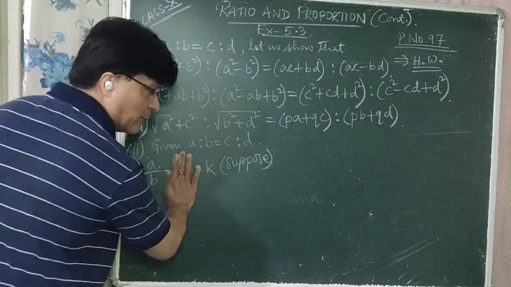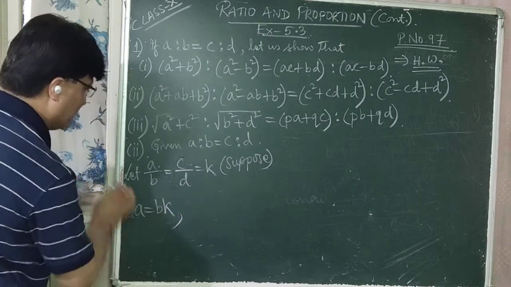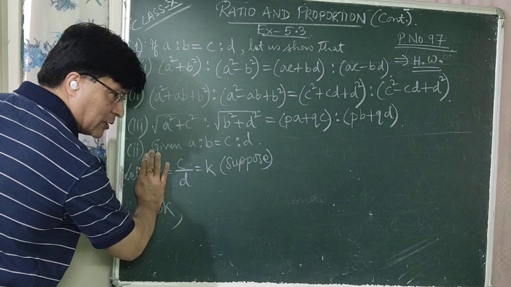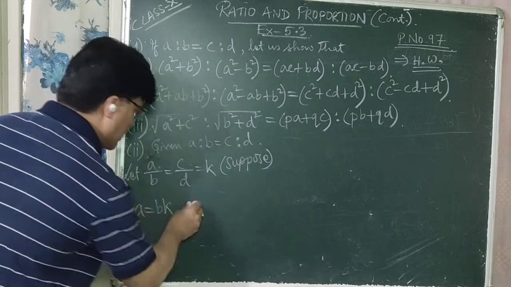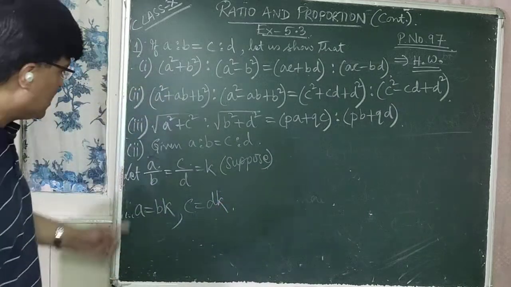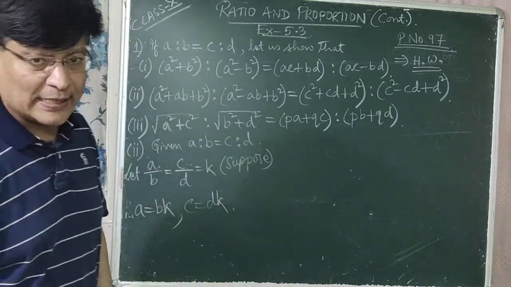You can cross multiply, A is equal to BK. That is, A is equal to what? BK. Now for C by D is equal to K, cross multiply, what is the value of C? That is, C is equal to what? It is DK. That means A is equal to BK and C is equal to DK. Is that clear?